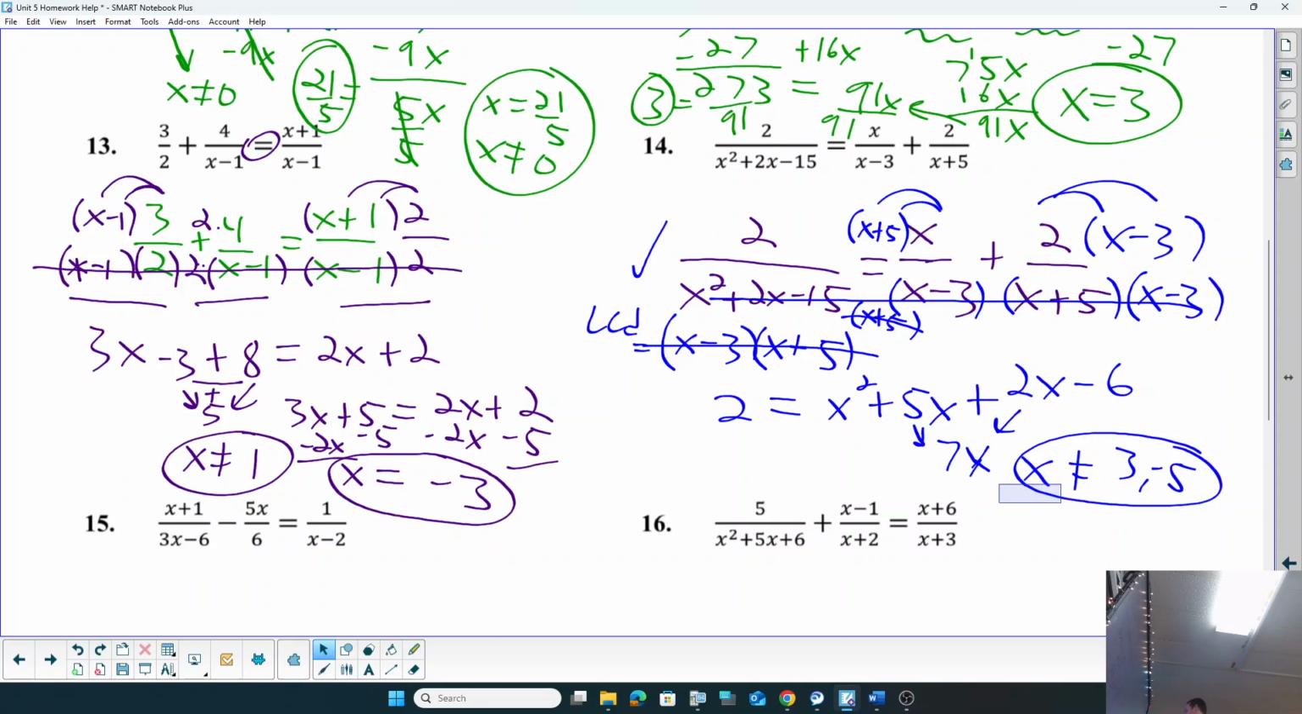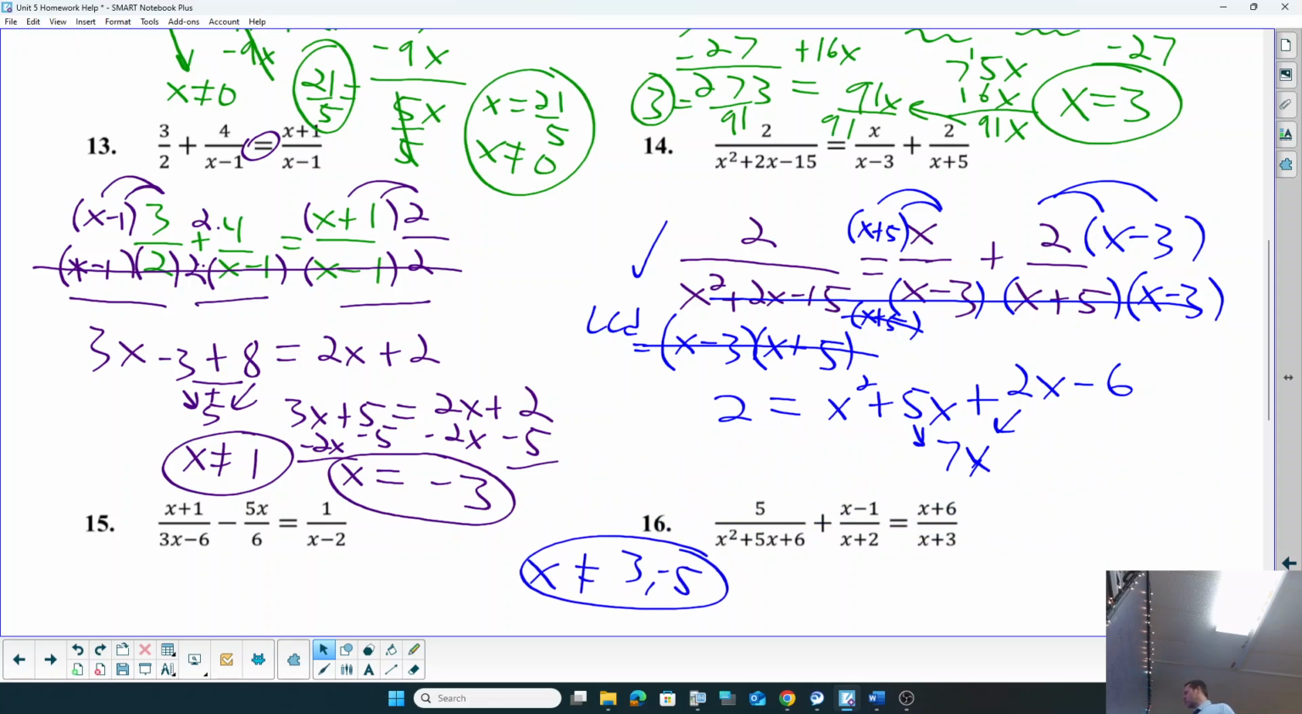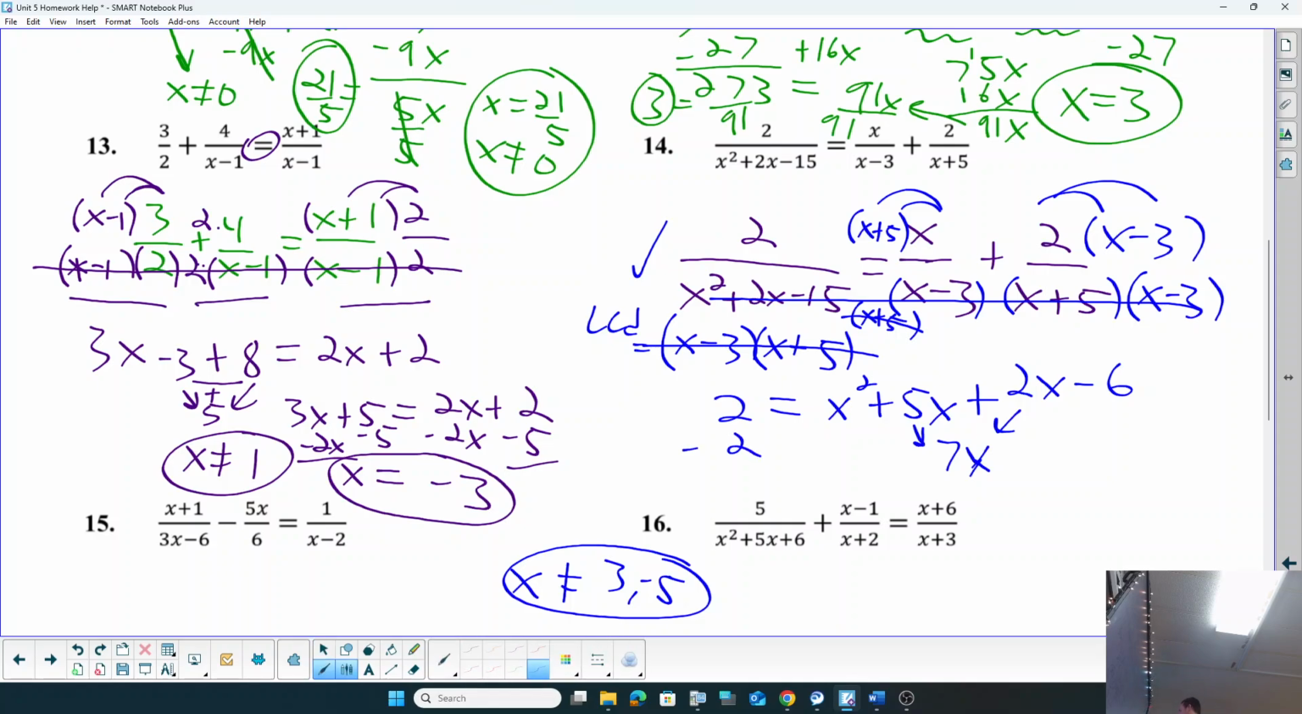So I'm going to move my restrictions over here if it lets me. We're going to minus 2 to the other side. And this just becomes 0 equals x squared plus 7x minus 8. Whoa! This one we're going to have to factor and see if we get two solutions.